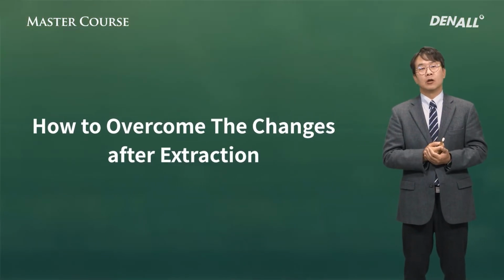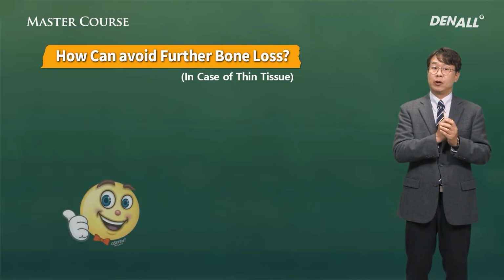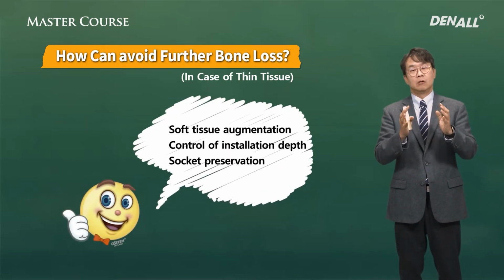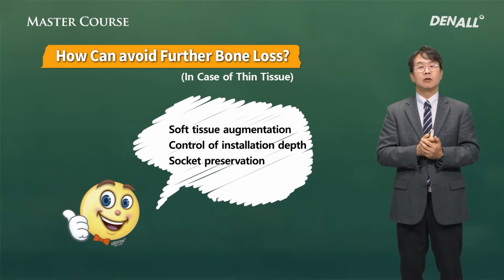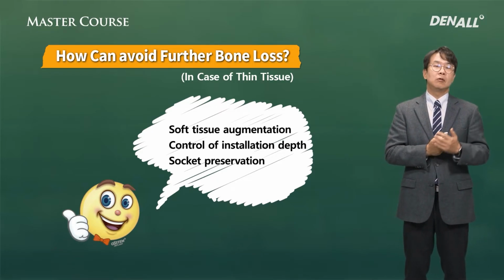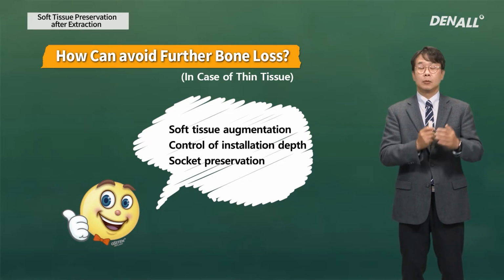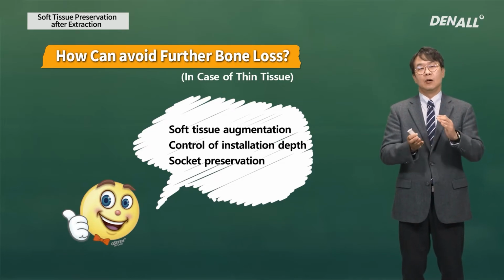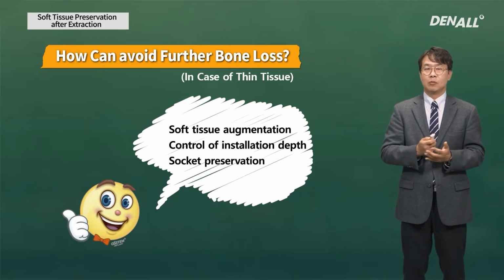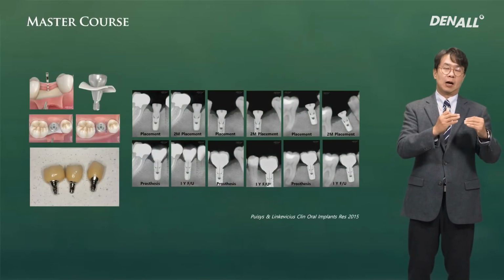How to overcome the changes after extraction? We talked about thickness of tissue and how to control the depth and socket preservation. Generally, what do you think is used commonly? It's the control of placement depth, but sometimes we cannot control that. Then socket preservation and other methods can be used as an extension to this.